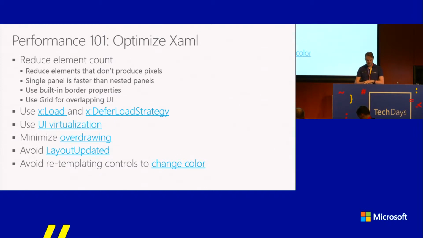UI virtualization has been mentioned a lot. Basically, use a panel that supports it, like an ItemsStackPanel, and minimize your overdrawing, which means don't put a rectangle that is red on top of a rectangle that is yellow on top of a rectangle that is white, because it requires the framework to basically render three things, and they will all draw on top of each other. So it's partially waste. There is more information on the link on how you can find out how much overdrawing you have, because a little bit of overdrawing is unavoidable.